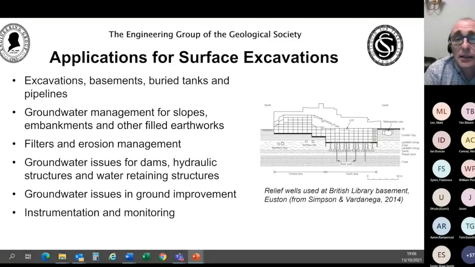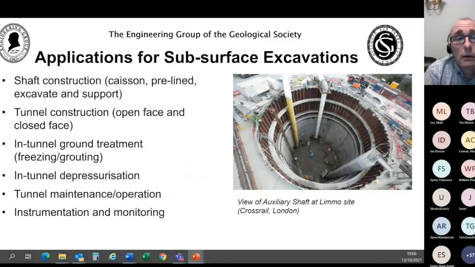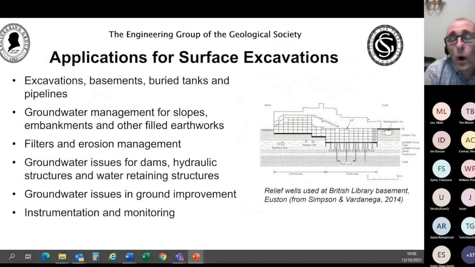The picture on this slide is an example of one of the more unusual problems. It's the British Library at Euston in London, and this is founded on deep piles in the sands of the Lambeth Group. And below the Lambeth Group, there's the chalk, which is known as the Lower Aquifer in London. Many of you will know that the water levels in the chalk are now artificially lowered as a result of historic 20th century pumping. And there was a concern at the time of building this building that the water levels would rise, and that would change the pore water pressure in the Lambeth sand, which is something like 30 or 40 meters below ground level.